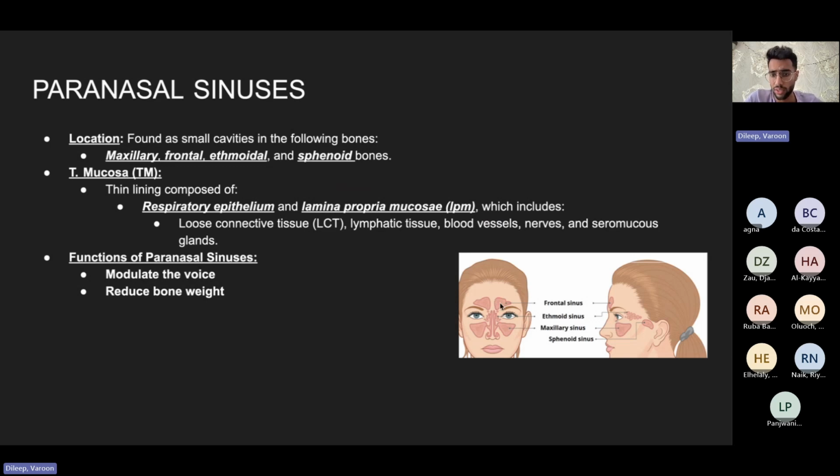Here you can see all of these are labeled. Here's the frontal sinus near the frontal bone. You have the maxillary sinus, ethmoid sinus, and the sphenoid sinus here.